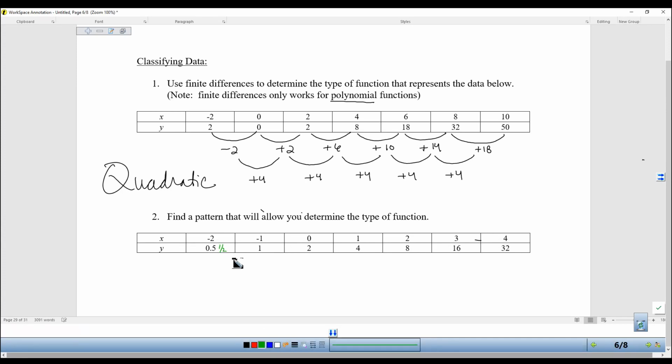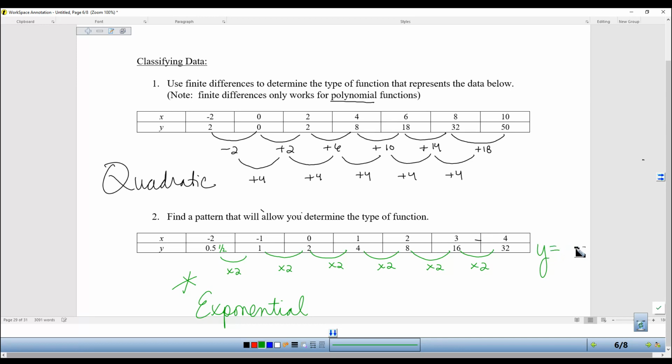So again, I'm going to change this to a 1/2. To get from 1/2 to 1, I can multiply by 2. And from 1 to 2, I can multiply by 2. From 2 to 4, I can multiply by 2. From 4 to 8, 8 to 16, and 16 to 32 is all multiplied by 2. This is what tells you that something is going to be exponential. And think about what exponentials look like.